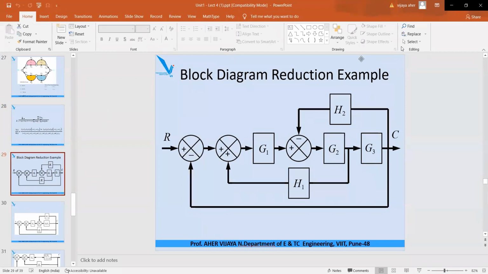Just wait, admitting students. Please draw the block diagram, students. If you have a notebook with you, draw the block diagram and let me know after finishing.